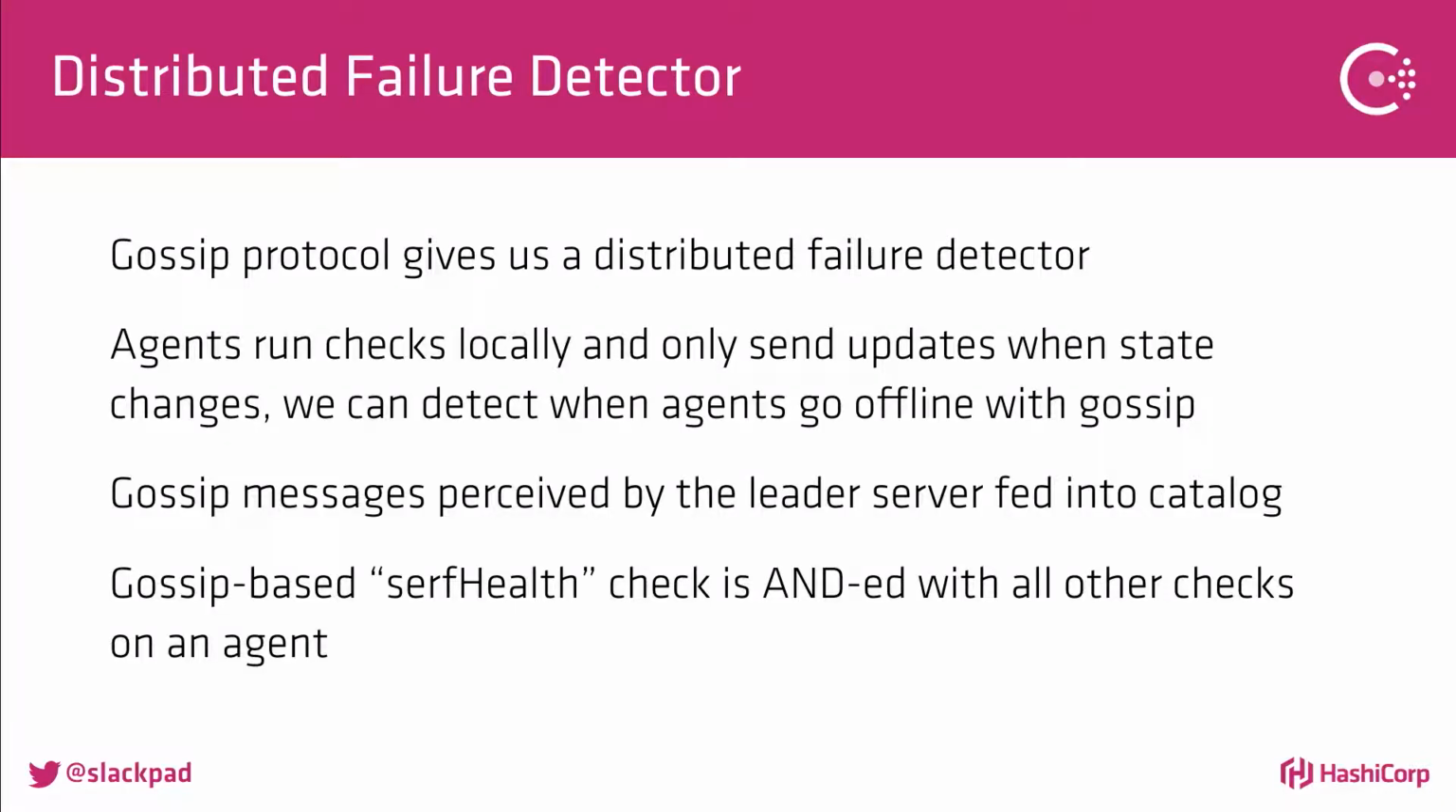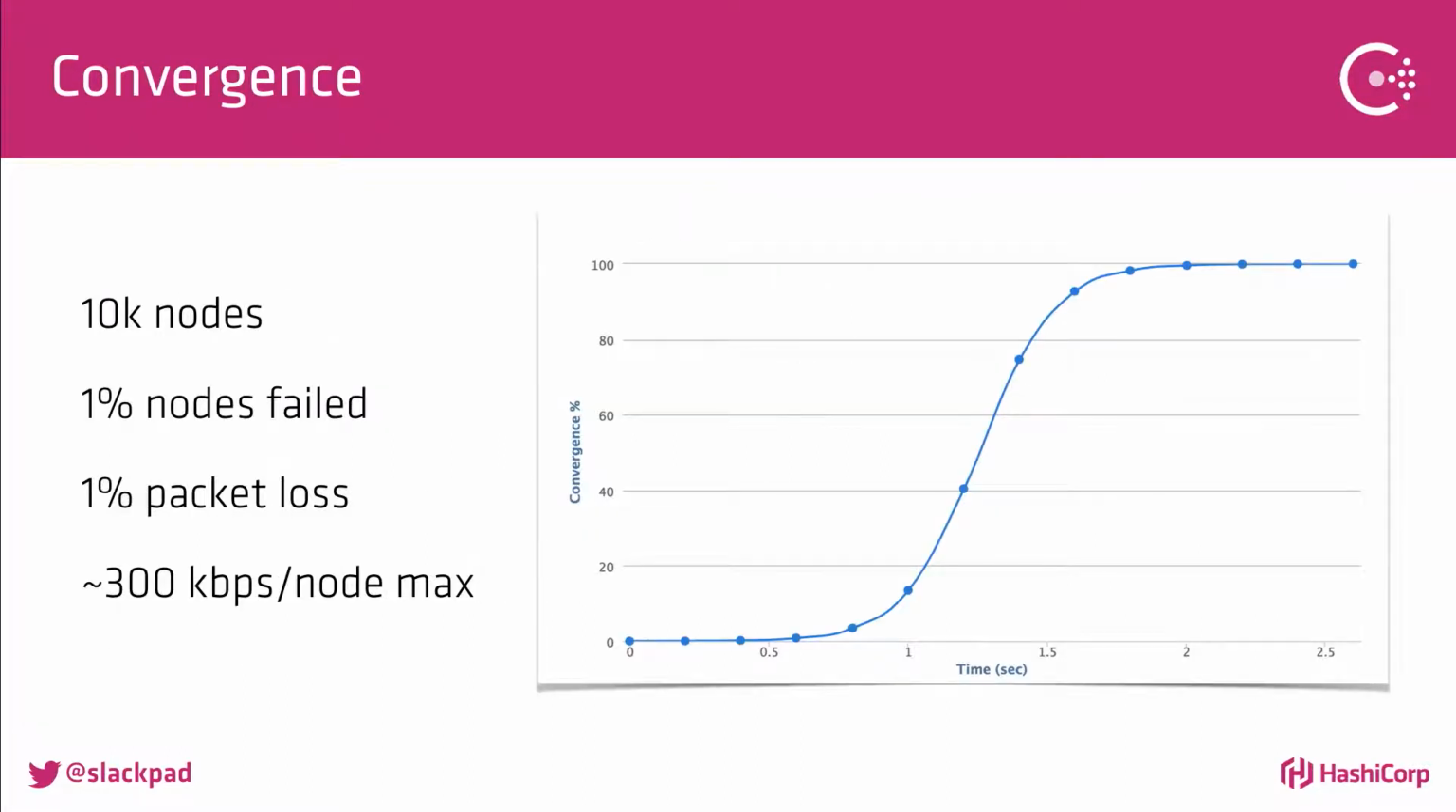And in Consul, is the node alive, the gossip step we talked about, exposes the serf health check. So when the node drops off and the cluster thinks it's gone, then the serf health check fails. This is a plot showing a simulation of a 10,000 node cluster with 1% of the nodes dead and 1% packet loss doing max power gossip. So each node would experience about 300 kilobits of overhead just related to gossip. That's the fixed size worst case for a 10,000 node cluster.